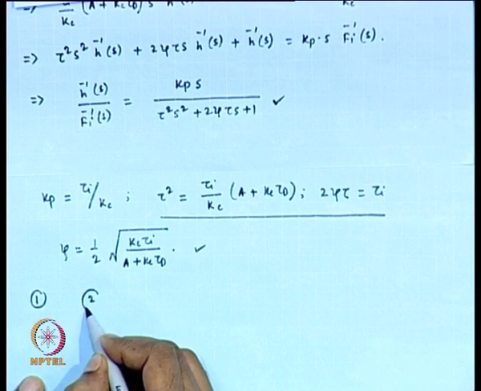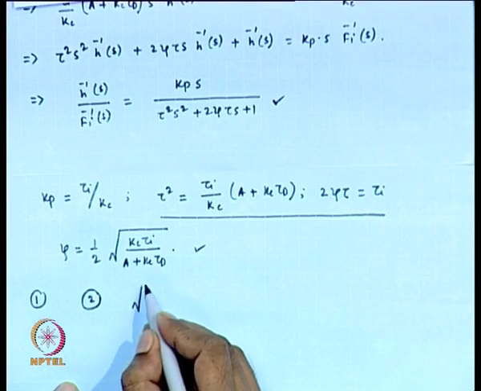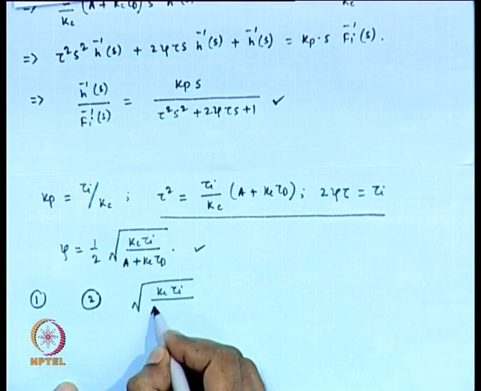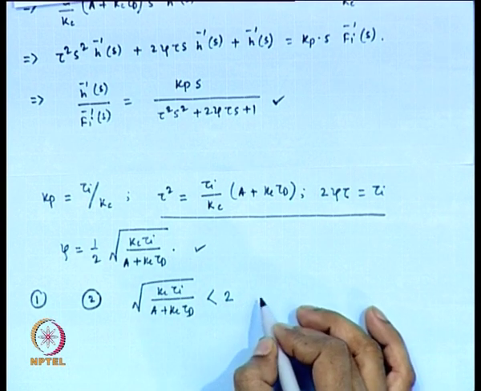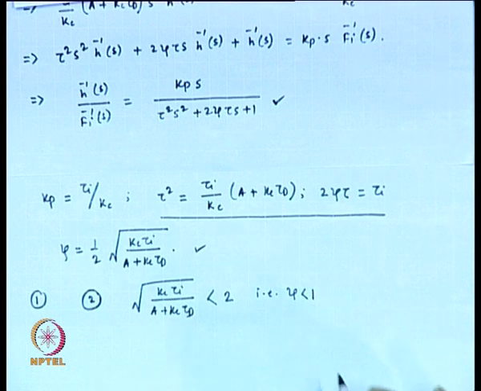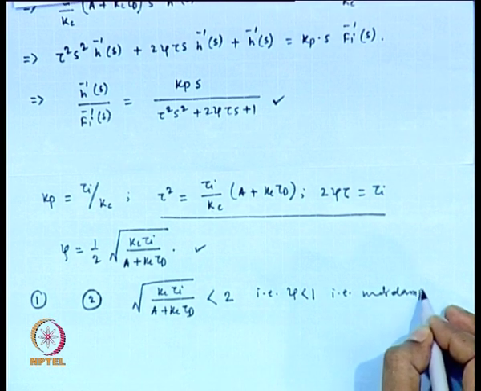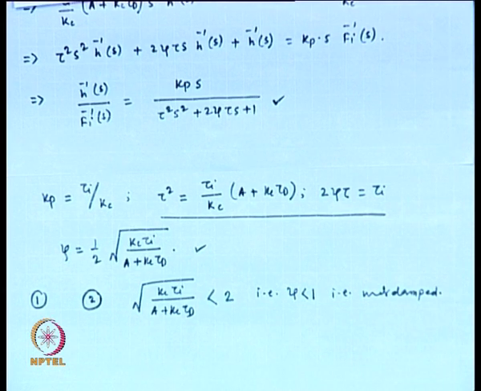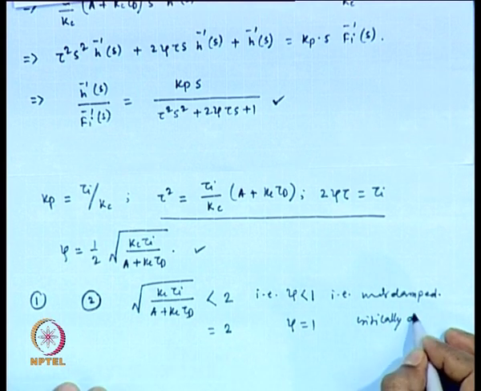And in the second conclusion, we want to know whether it is overdamped or critically damped or underdamped response. If root over of Kc tau I divided by A plus Kc tau d is less than 2, then zeta is less than 1. That means this is underdamped response. If this is equal to 2, that means zeta is equal to 1. So, it is critically damped.